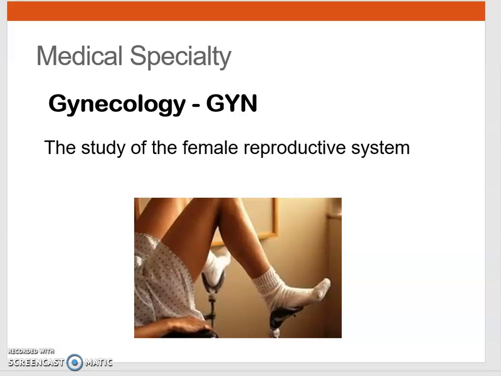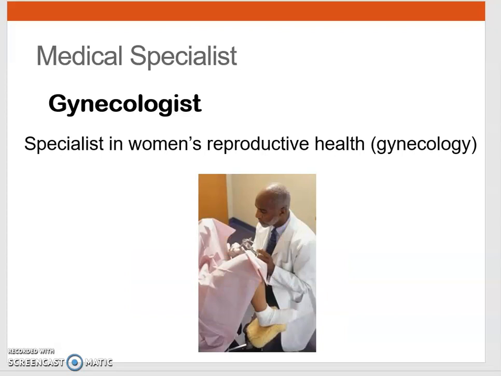Ladies, you're probably very familiar with gynecology. It's abbreviated GYN. And this is the study of the female reproductive system. We see a patient here in what's called typically the lithotomy position. And it's, well, ladies, you're quite aware of what exams happen in this position. It's also similar to the position that females are placed in during birth, or while giving birth. I should be more specific about that. And of course, the gynecology is performed by a gynecologist, a specialist in the women's reproductive health.